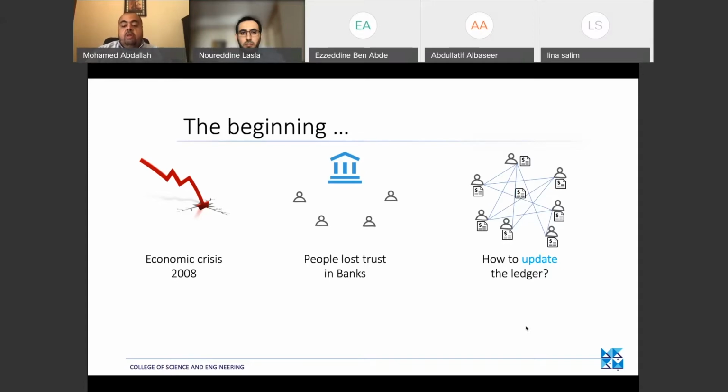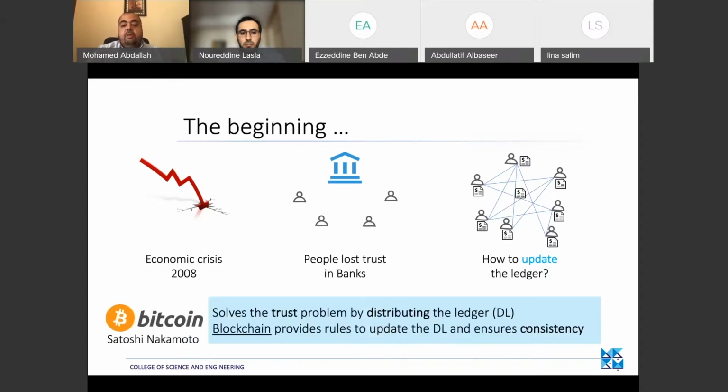In 2008, this is actually the big start of blockchain. A person called Satoshi Nakamoto introduced Bitcoin. I'm pretty sure all of you know what Bitcoin is, a cryptocurrency. He solved this trust problem of distributing the ledger and introduced blockchain technology, which provides rules on how to update the distributed ledger and ensures consistency.